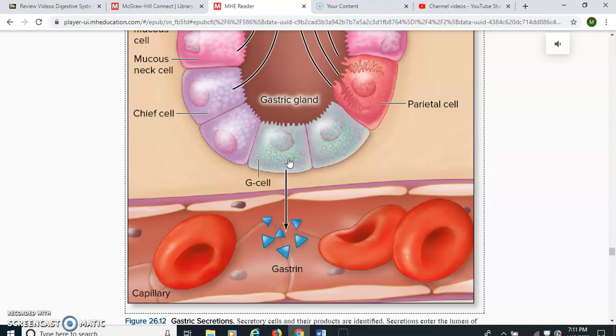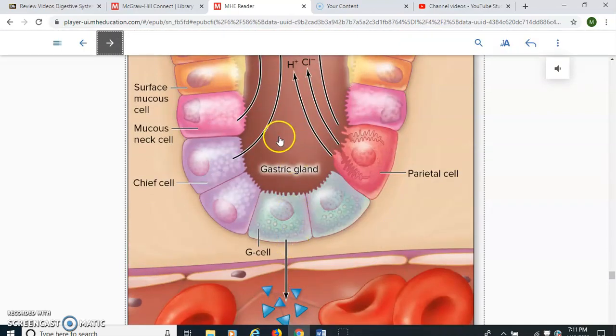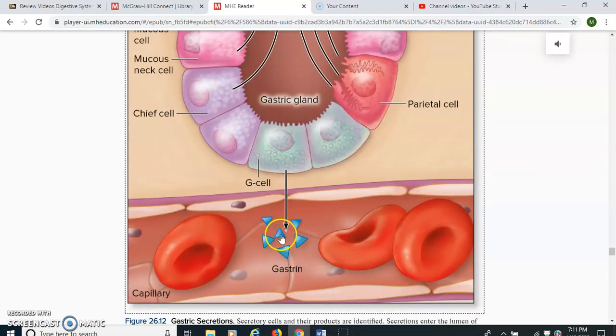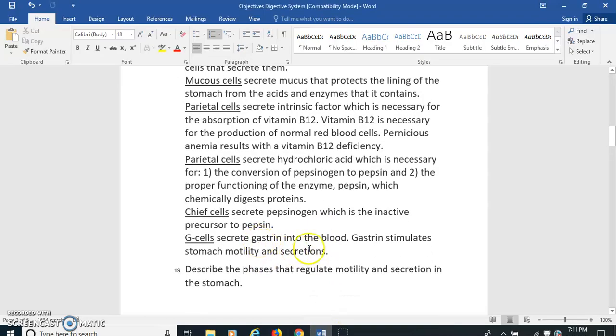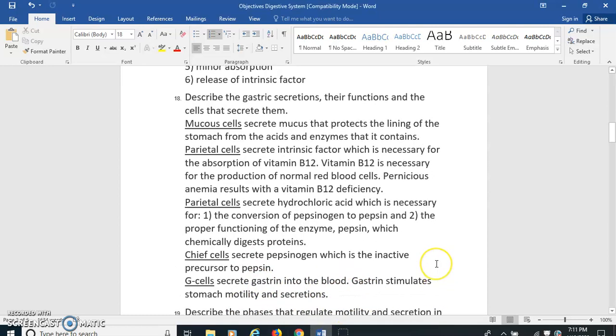That hormone will be released into the blood, and it's released when there's food present. That's what stimulates these cells to produce and release gastrin. Then the gastrin gets in the bloodstream and comes back to the stomach and causes muscle contractions, so we get mixing of the contents in there. It also stimulates the parietal cells to release hydrochloric acid and all that. So it stimulates the stomach's functioning. That is the G cell that produces the gastrin.